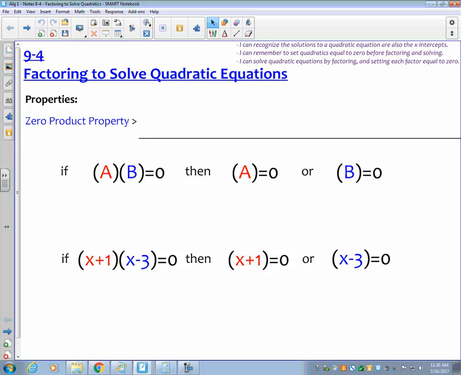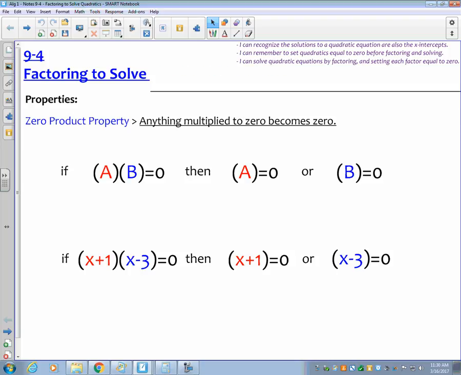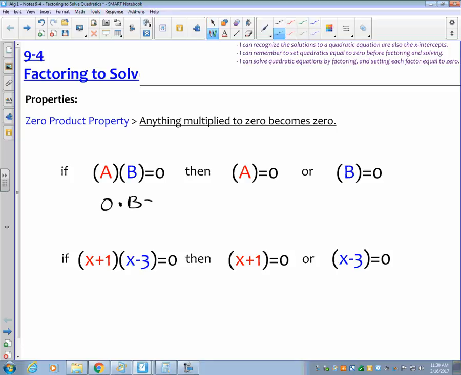Okay, so we're going to solve quadratics using factoring. We talked about the zero product property. It says that if you multiply anything by zero, show me with your hands what anything multiplied by zero is. Please put zero. So it's zero. No matter what B is, if A is equal to 0, the whole thing is going to be equal to 0.